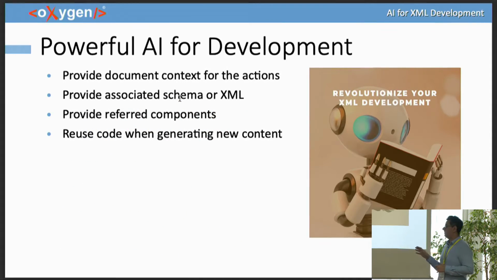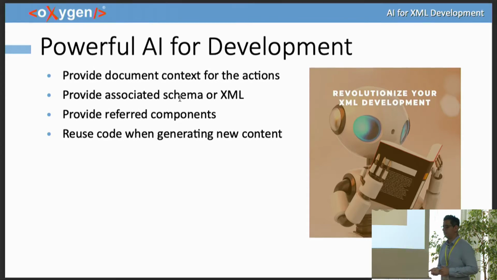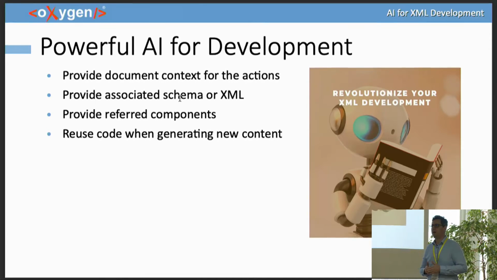So you can make simple things with AI for developing, but you can also make more complex things, like providing more information for the AI in order to have a better result. And for example, for XSLT, you can provide the current components, like the templates and the functions that you have in your document, and allow AI to reuse the XSLT content that you already have in your document.